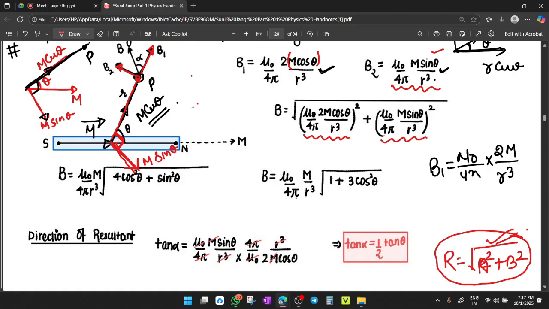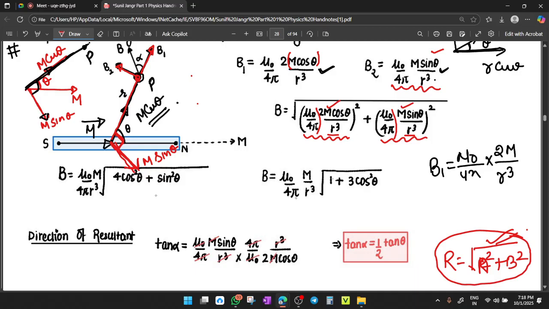Now, if you solve it, take out the things which give a perfect square. So mu naught upon 4 pi gives a perfect square from here, and mu naught upon 4 pi gives a perfect square from here, so you can take it out as common. M will also give a perfect square, so m is also taken common. And r cube is also in both the terms, so r cube is taken as common, right?